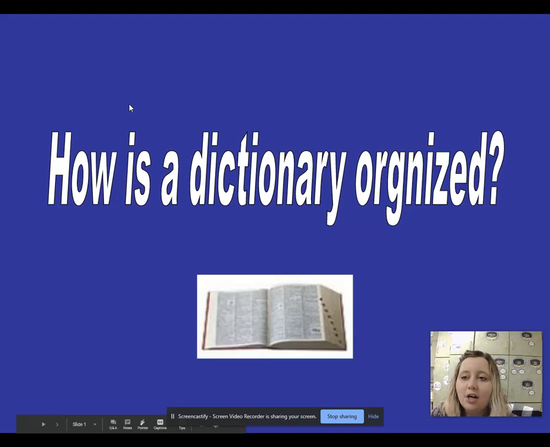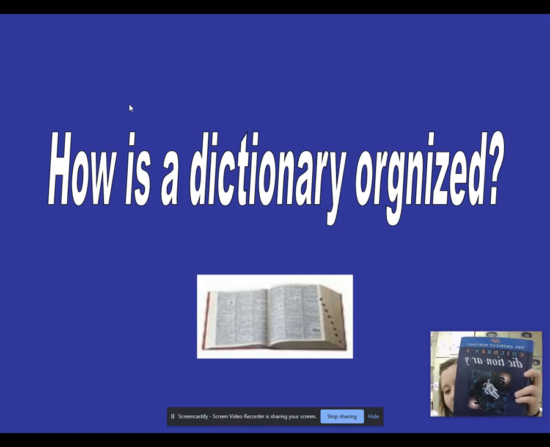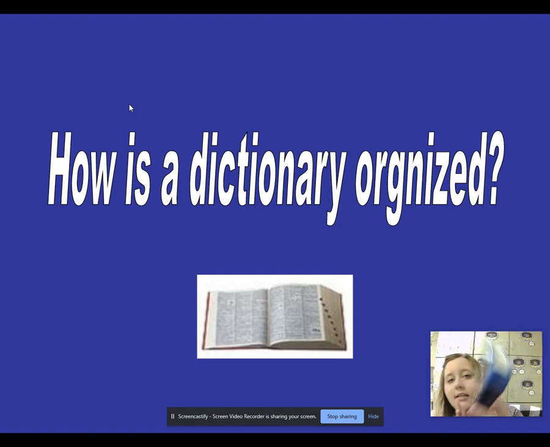Guys, today we're going to talk about a dictionary and how it is organized. So, for starters, this is a dictionary, okay? And in a dictionary, we can find words with their definitions. And a dictionary is in order alphabetically.